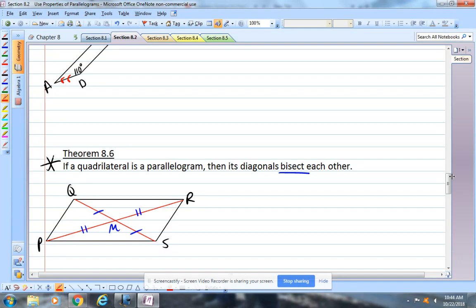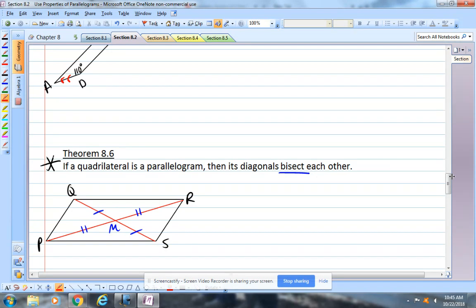So we talked about diagonals a while ago. They go through opposite corners of a polygon. So if we have a parallelogram quadrilateral, then the diagonals bisect each other. That's an important word. I've told you since the beginning of geometry that bisect is an important word. What does bisect mean? It splits it exactly in half, right?